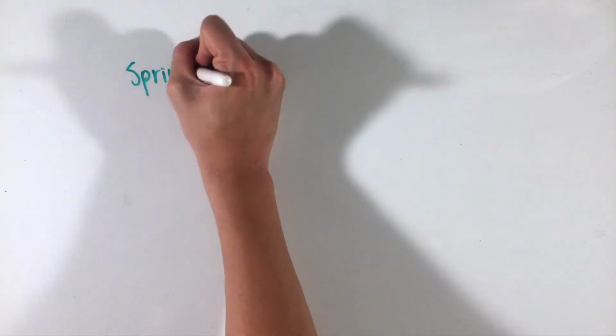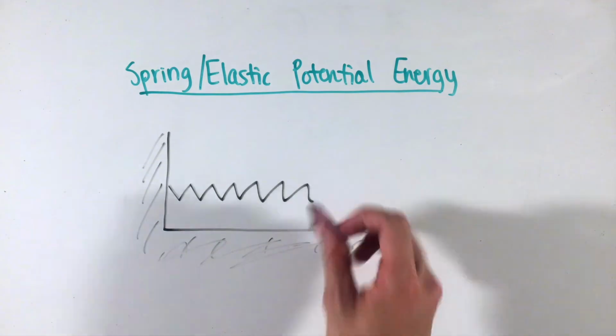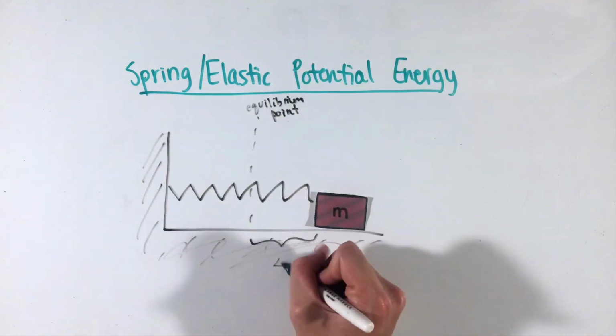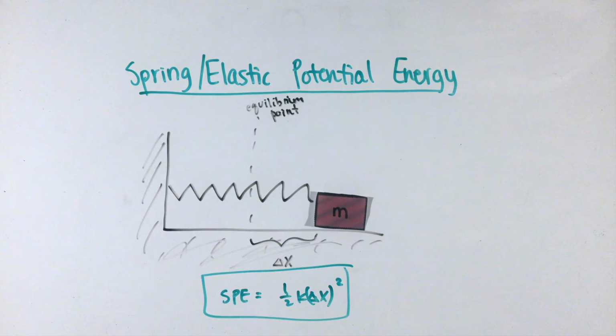In addition, an object attached to a stretched or compressed spring has a spring or elastic potential energy equal to 1/2 times the spring constant times the displacement from equilibrium squared, which is based off of Hooke's law from my force properties and types video.